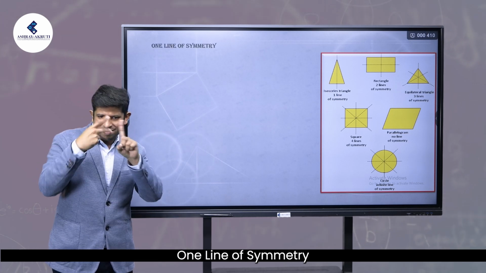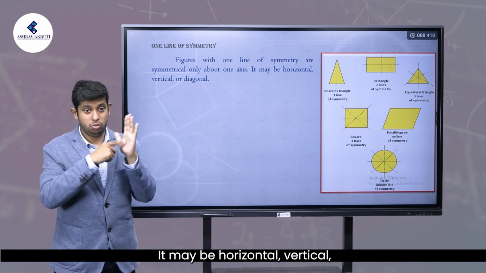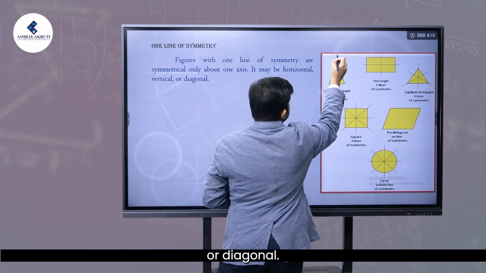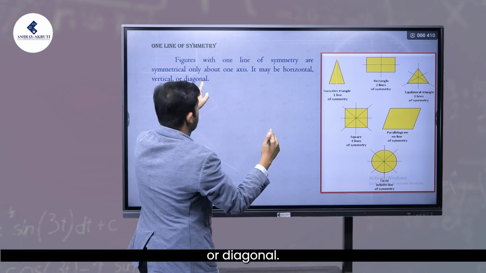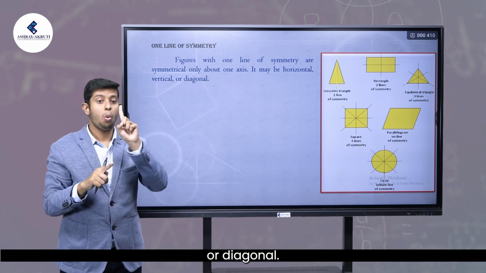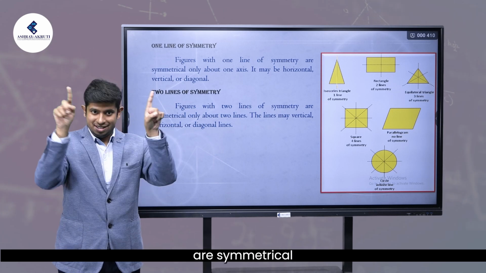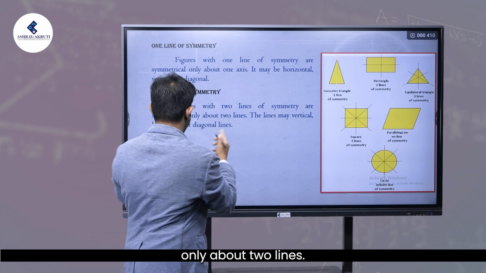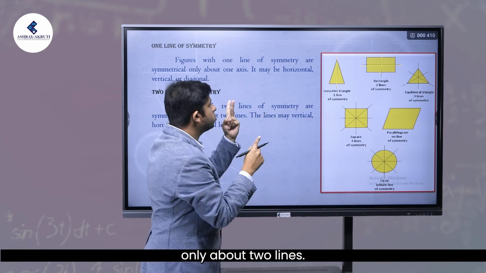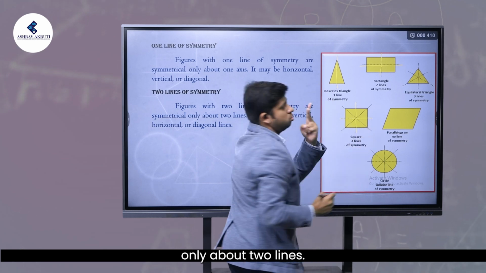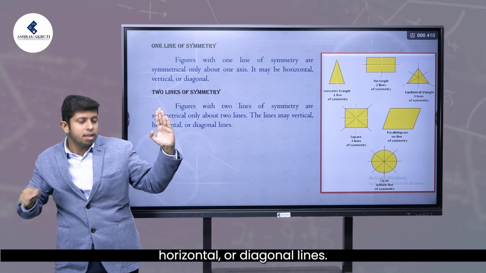One line of symmetry. Figures with one line of symmetry are symmetrical only about one axis. It may be horizontal, vertical or diagonal. Two lines of symmetry. Figures with two lines of symmetry are symmetrical only about two lines. The lines may be vertical, horizontal or diagonal lines.